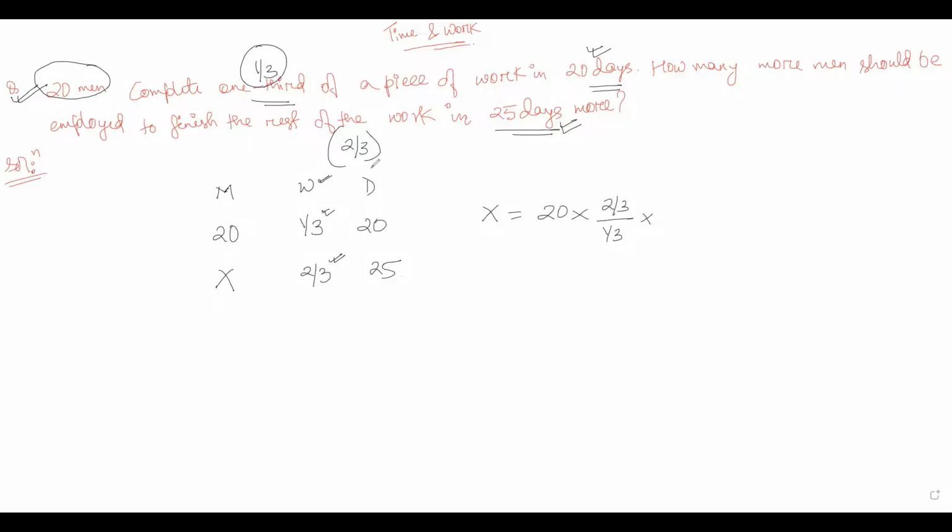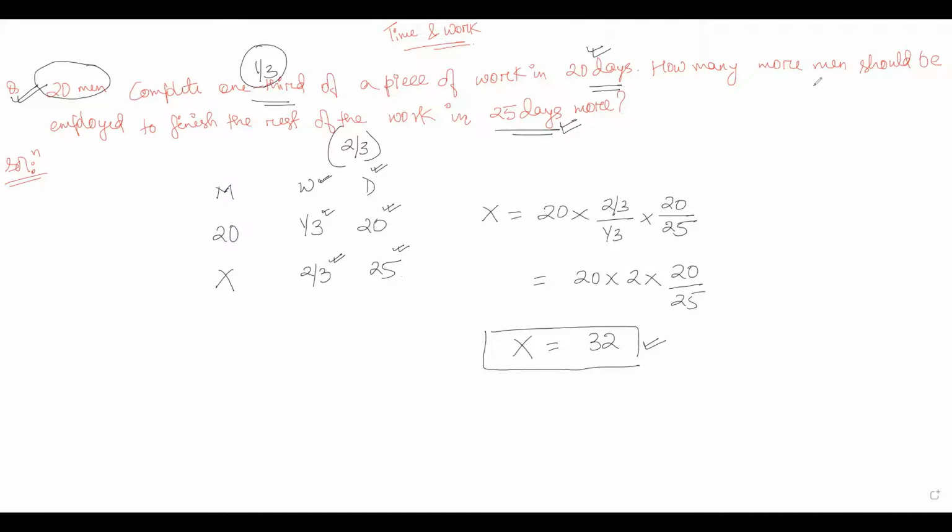Now for the number of days, initially the number of days was 20. Now the number of days is 25. So since we have more days, the number of men required would be lesser. So in this case, we need to multiply with a ratio which would be less than 1. So this would be 20 upon 25. So now if you simplify, this would be 20 times 2 into 20 upon 25. If you calculate this, this would be 32.